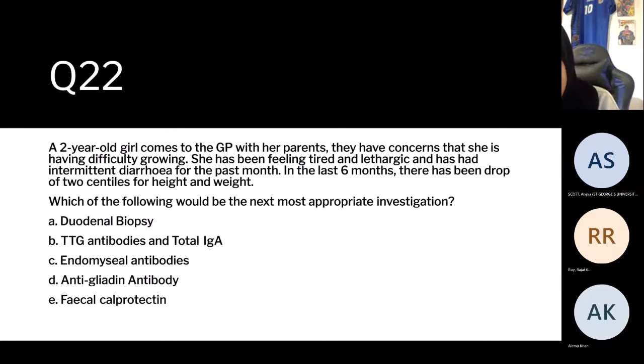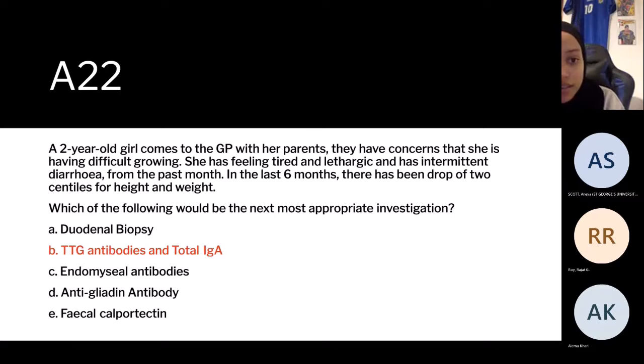Okay, I'm going to stop the poll. The answer is B, but we also got a response for endomysial antibodies. The most appropriate investigation is B. Sometimes there is a small percentage of people that have an absence of IgA. In those instances, you can do an endomysial antibody, but I think it has less specificity, but we'll go into that.